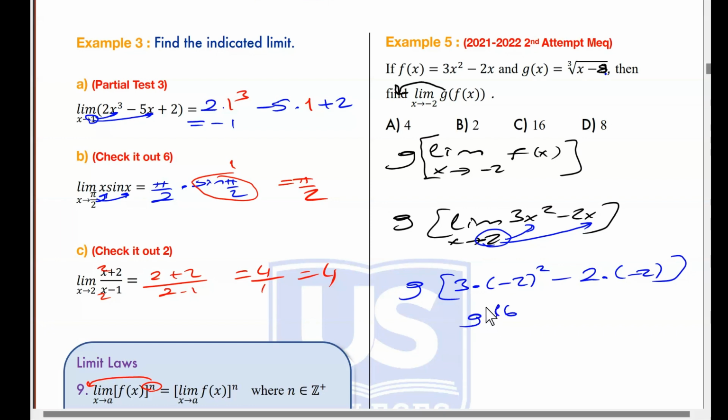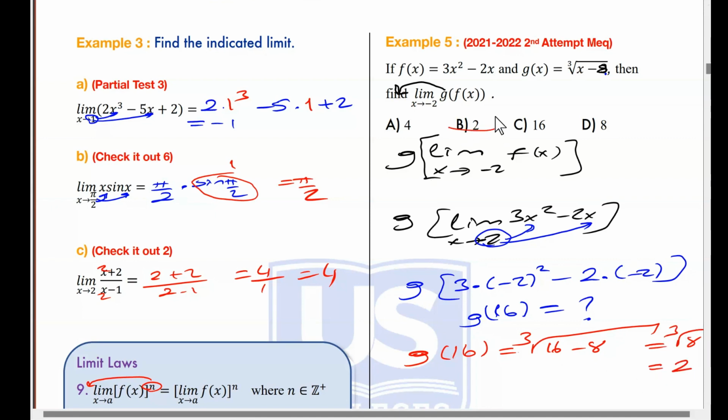So what I need is g of 16. So what is g of 16? Now let's go to function g. I am done with function f. So g of 16 is equal to the cubic root of, substitute 16 for x, 16 minus 8, which is 8. The cubic root of 8 is 2. So the answer is B.